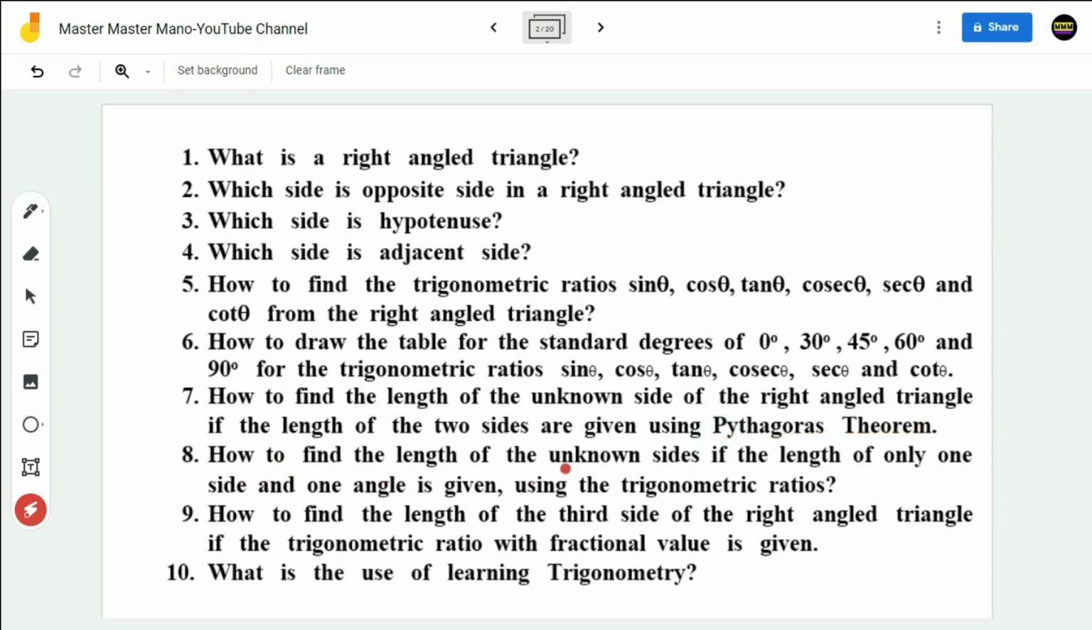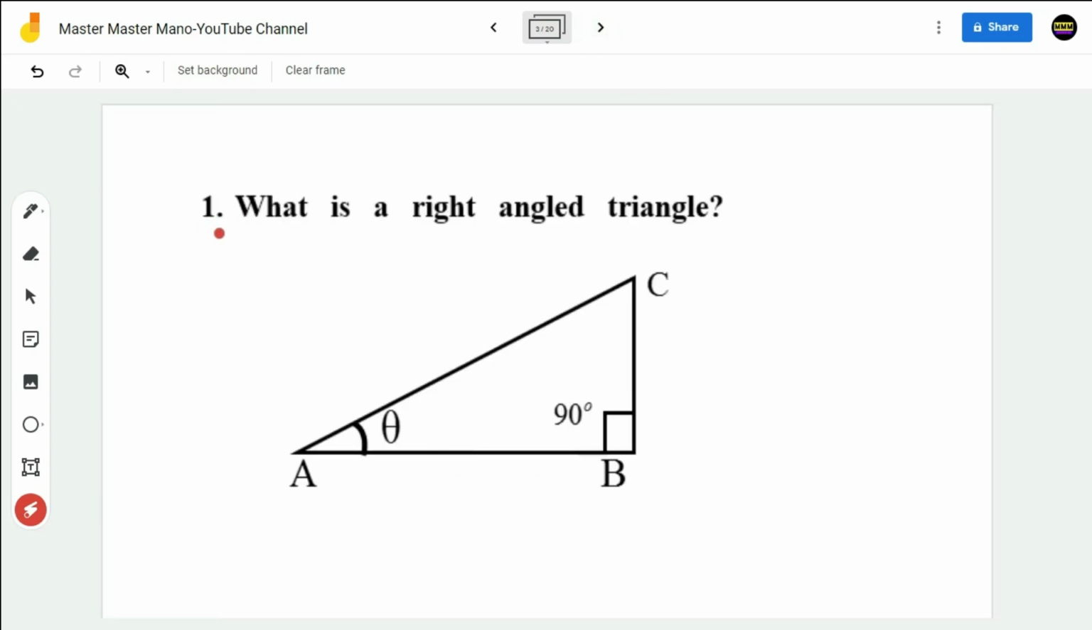How to find the length of the unknown sides if the length of only one side and one angle is given using the trigonometric ratios. How to find the length of the third side of the right angled triangle if the trigonometric ratio with fractional value is given. And finally, what is the use of learning trigonometry? Let us go to the first question.